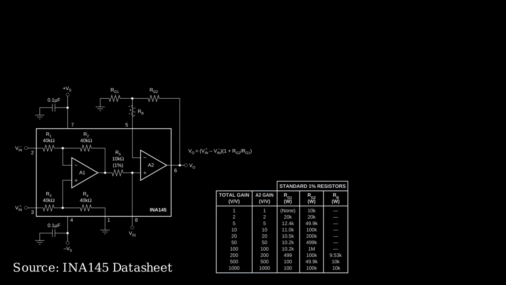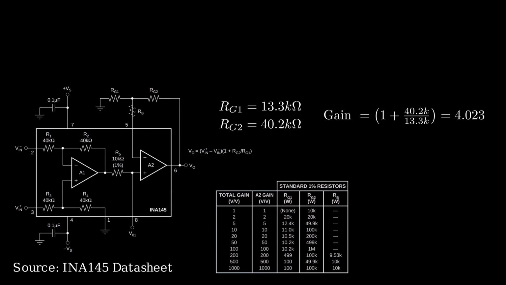The second issue is the same symptom, a mismatch in our scaling equation, but comes from the gain setting resistors, previously called R5 and R6, now called RG2 and RG1. If we use standard 1% resistor values, we get a gain of 4.023. This is more than our target gain of 4.